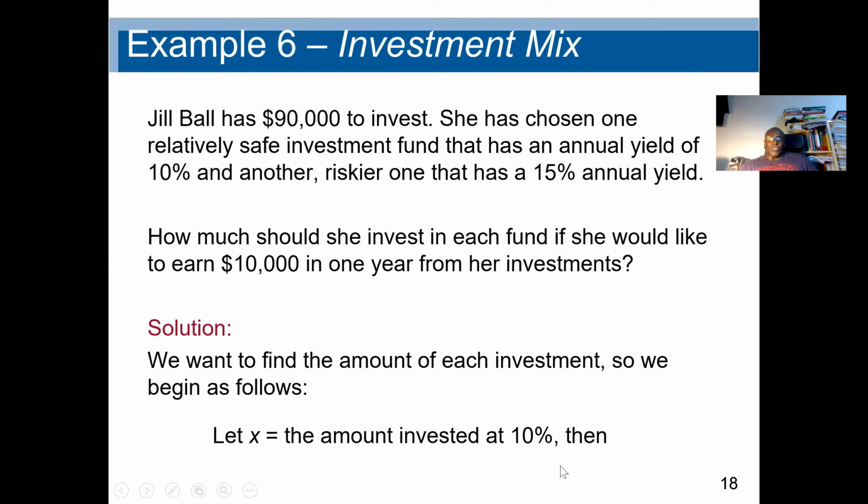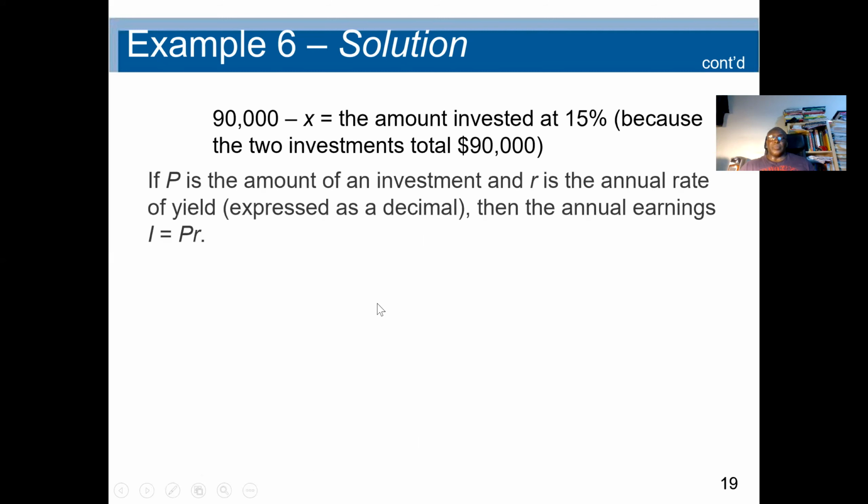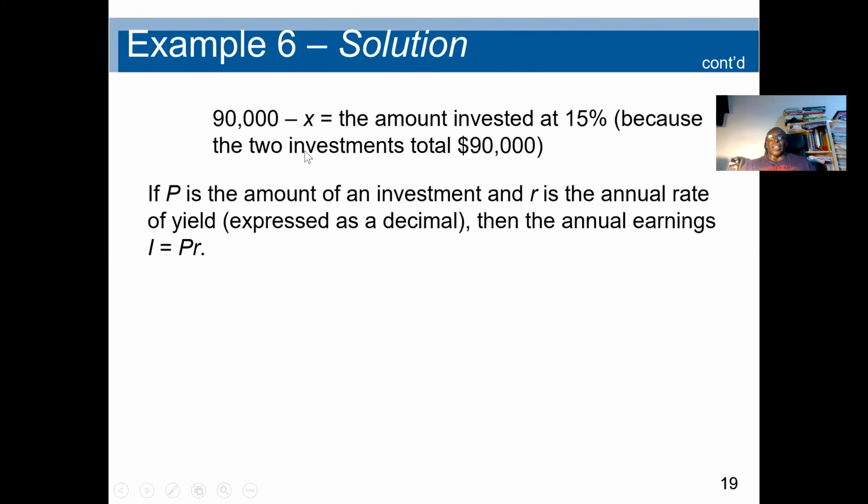So first we want to find the amount of each investment. So we begin as follows. We say, okay, let x be the amount invested at 10%, and the amount at 15% will be 90,000 minus x. Since we have only two investments, if x is at 10%, then the rest is the total amount minus x. This is just a percent, and 90,000 is in dollars, so we cannot say 90,000 minus 10%. At the moment, we don't know the amount, so we say 90,000 minus x.